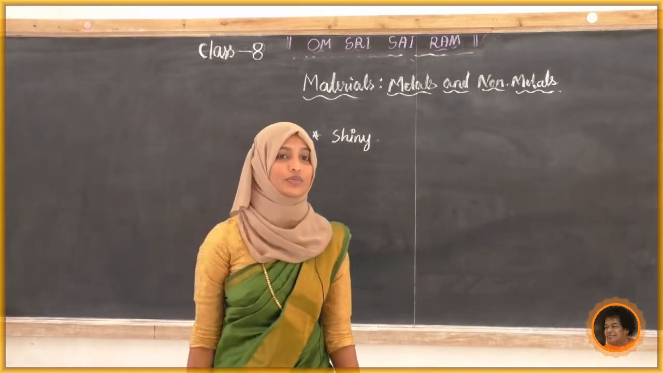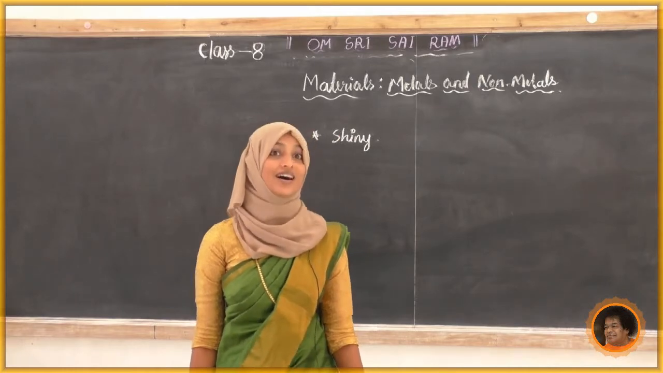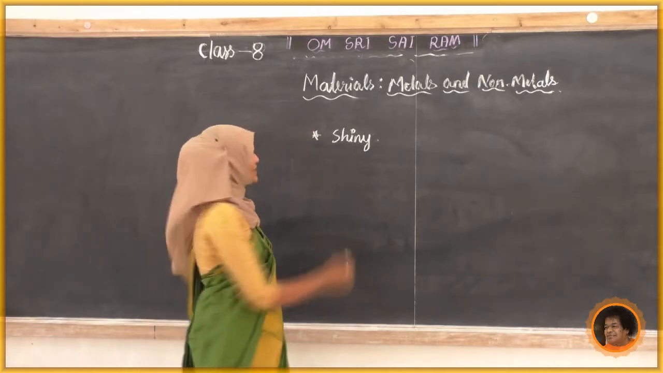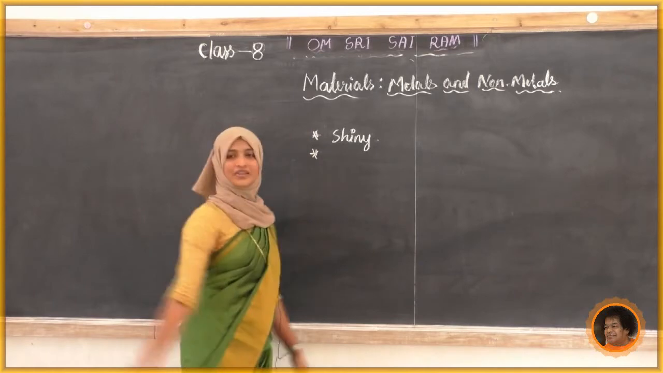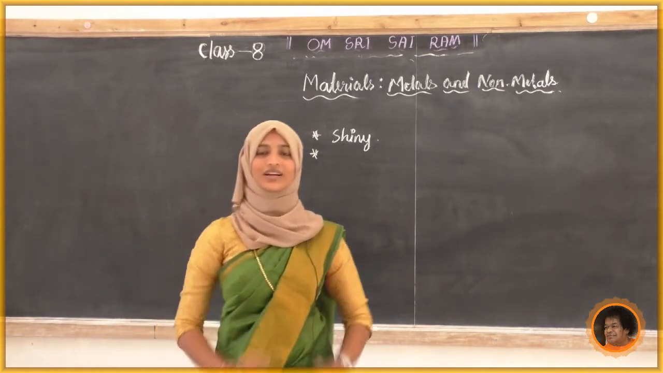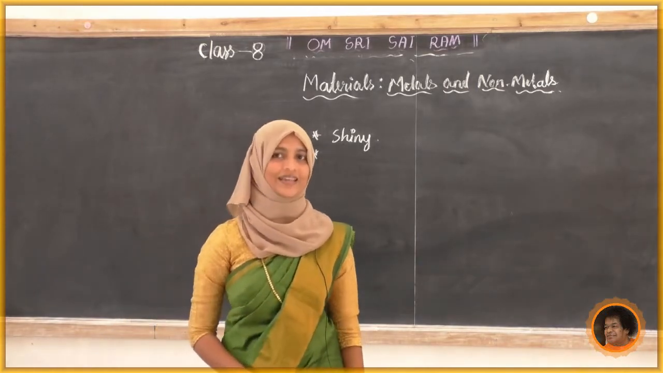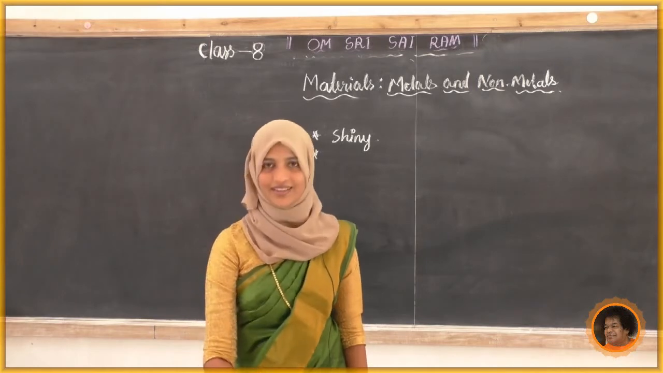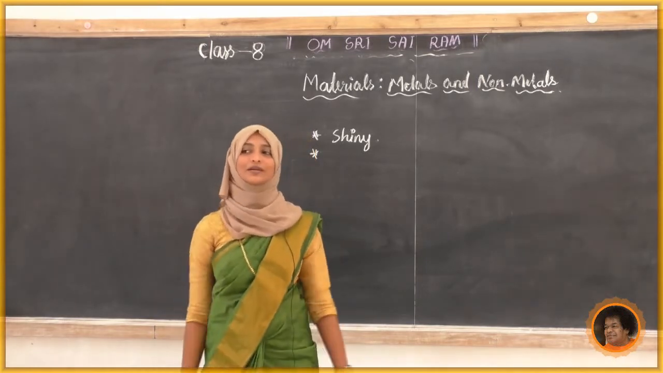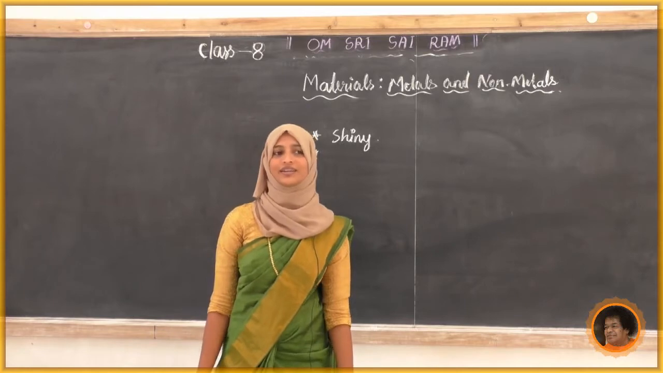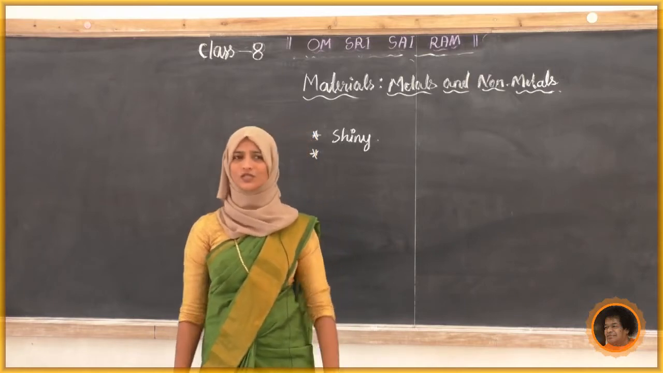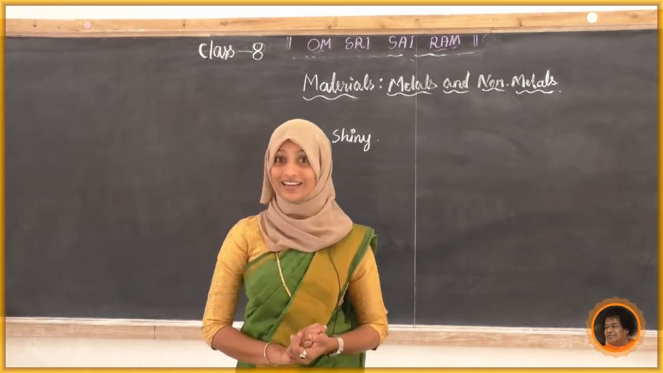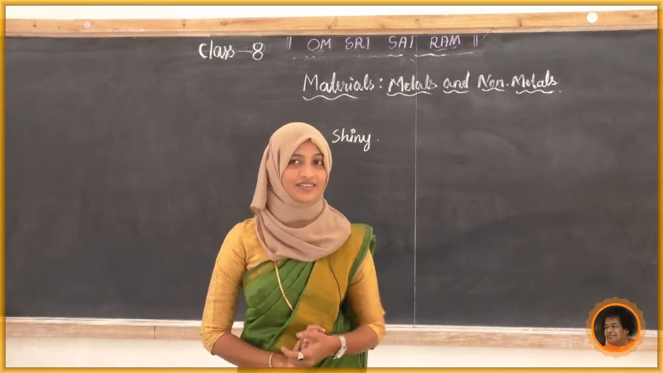What is the second point we got? They are hard, very hard. So write down the second point here: they are very hard, so we can't break them very easily. Any other physical properties do you know? Have you seen the blacksmith beating iron?